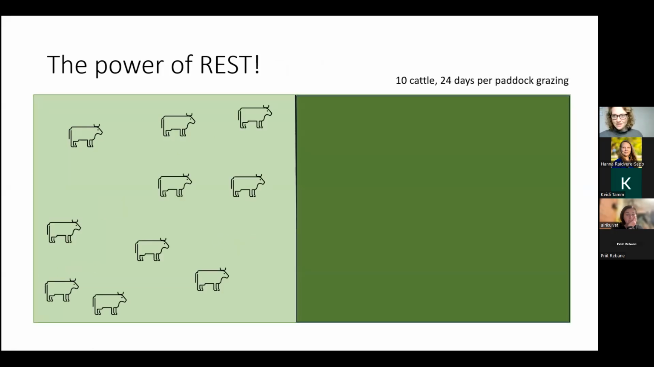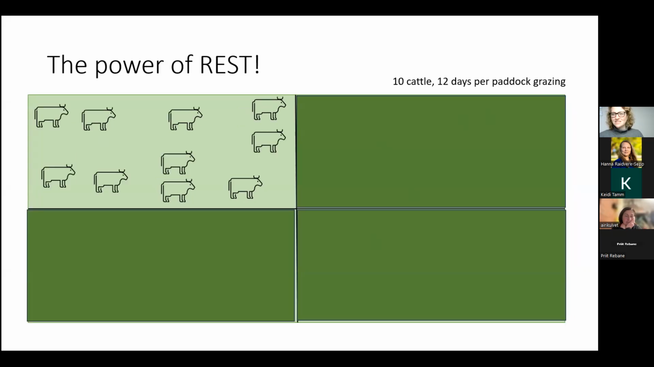However, if I split my field in half, I can have my cows on one side for 24 days, and then I can put them into the other side for 24 days. And what that means is that I get 24 days of rest ahead of the animals and also behind the animals, so that once they finish their 24 days, I could put them back to where they started. I can create this ongoing intensity of grazing to create more rest in the system.